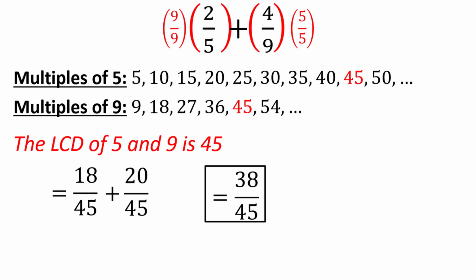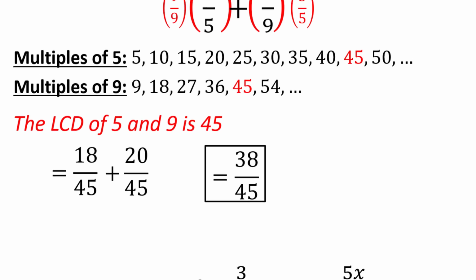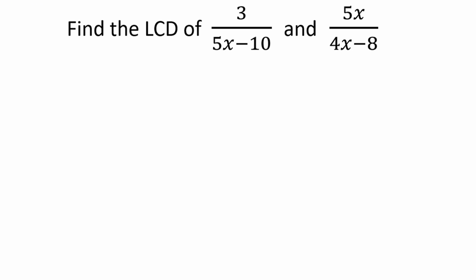We can use a similar process for rational expressions. Say we have 3 over 5x minus 10 and 5x over 4x minus 8, and we want to find the least common denominator. Looking at the denominators, it might not be clear what the least common denominator is, but oftentimes factoring can help you see it a little bit better.